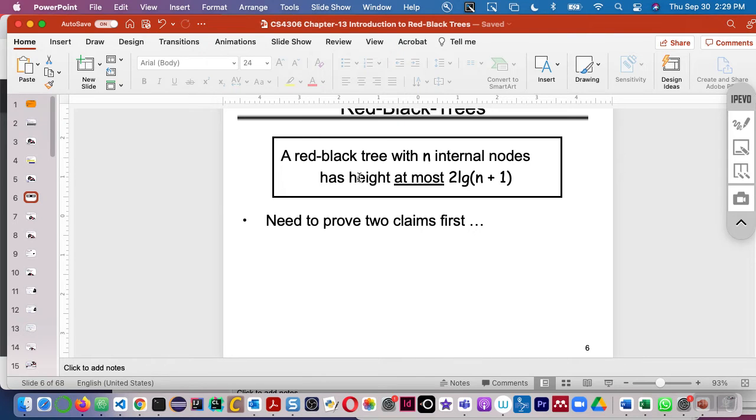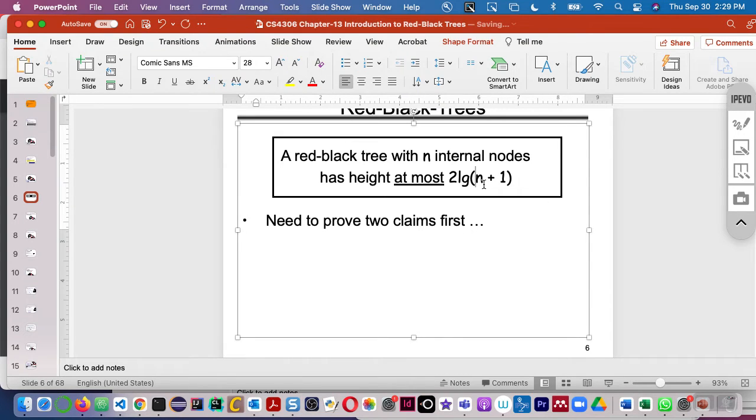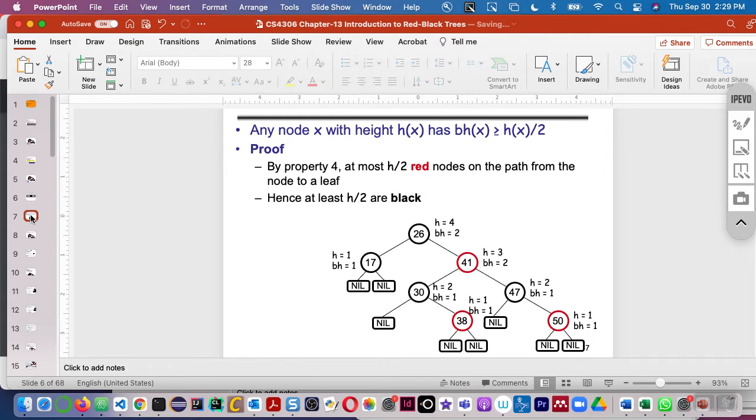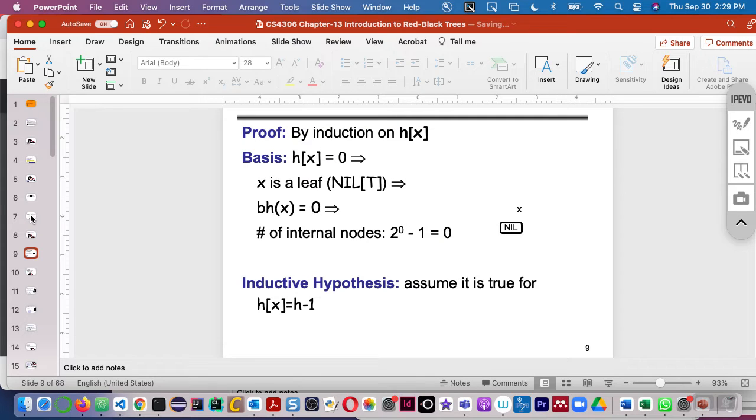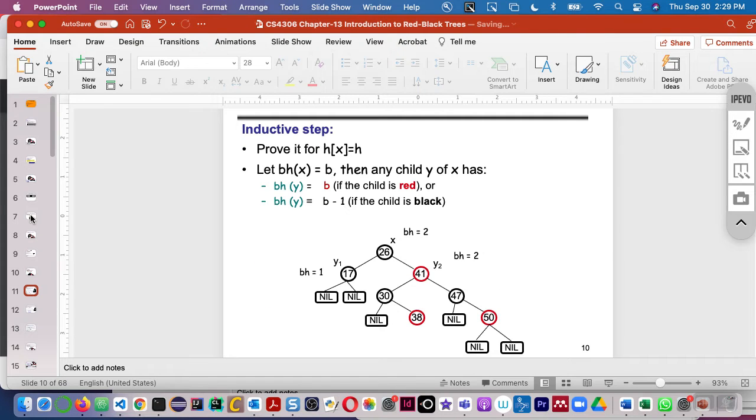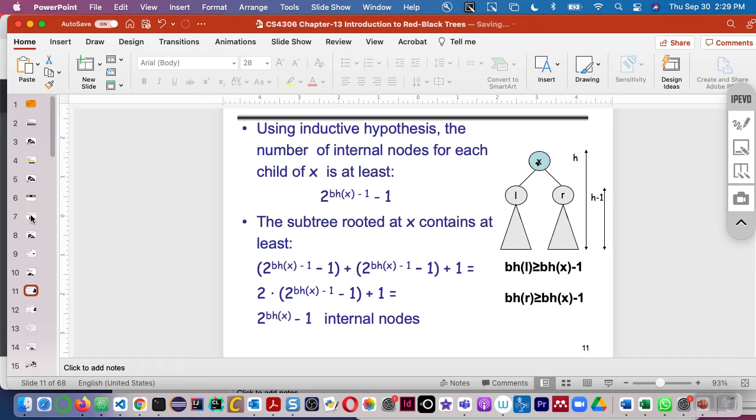So a red black tree guarantees that its height will be about log n, or at most 2 log of n plus 1 for a tree with n internal nodes. We don't need this proof. Okay, so let me go with this one. What was it? Height at most?